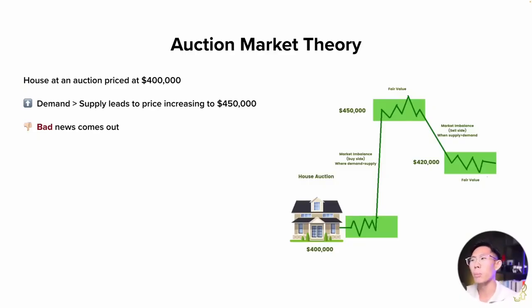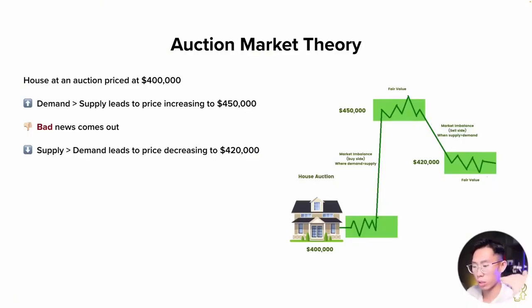Come on, man. This is what I expected, and this is what I get. Come on, doesn't make any sense. So people start backing out, and since fewer people want the house now, supply exceeds demand, right? And this causes the price of the house to drop to $420,000, which is the new fair value of the house, the price where the bidders deem it fair.